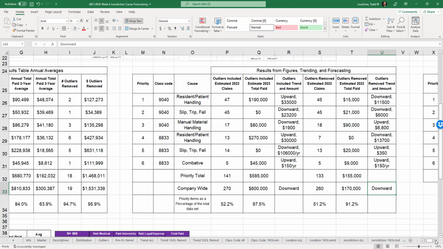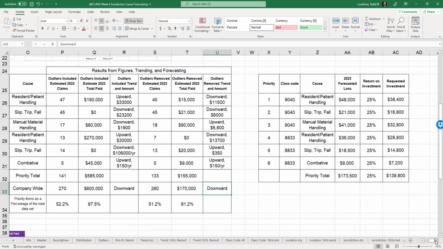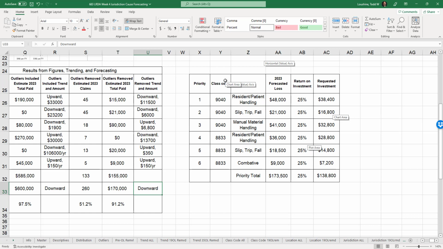The final table, the one in which this is where we figure out how we're going to get management to invest to support the safety program. I've got my 6 priorities here, and this is where I need to resort now, and I'm going to do that in a moment. Based on these 6 priorities, we're estimating about $173,500 in benefits paid in 2023. And with a 25% return on investment assumed, we're asking for just under $140,000. And that can be rounded very easily.